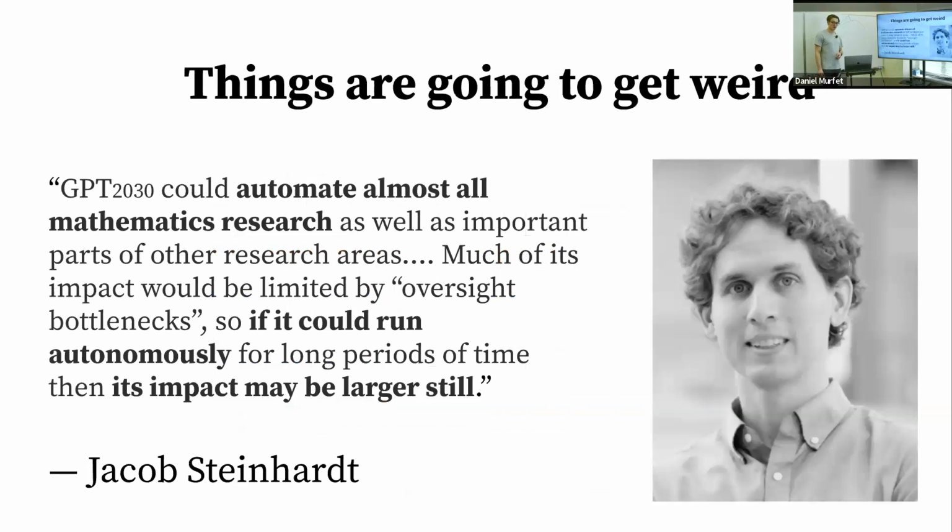Yeah, and so things are going to get weird. Jacob Steinhardt recently put out a set of predictions for what GPT 2030 could look like. He wrote that GPT 2030 could automate almost all of mathematics research, as well as important parts of other research areas. Much of its impact would be limited by oversight bottlenecks. So if it could run autonomously for long periods of time, then its impact might be larger still. Man, I'm glad it's not going to automate physics research.